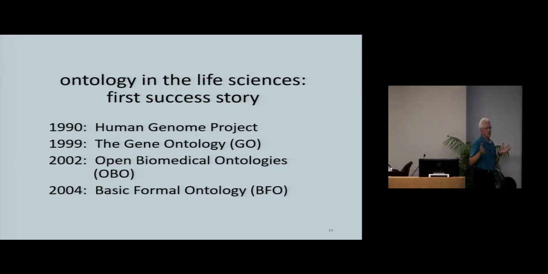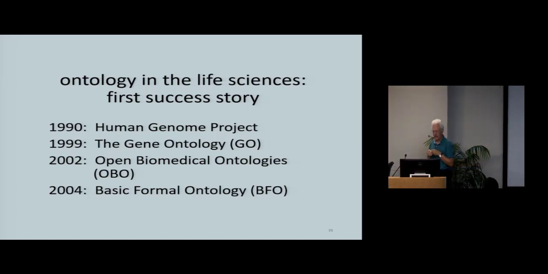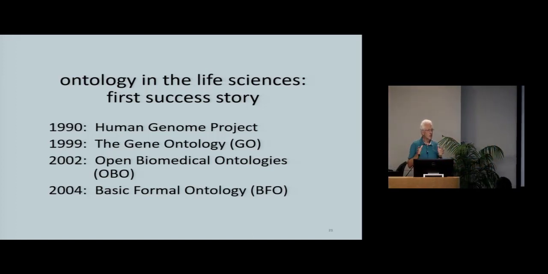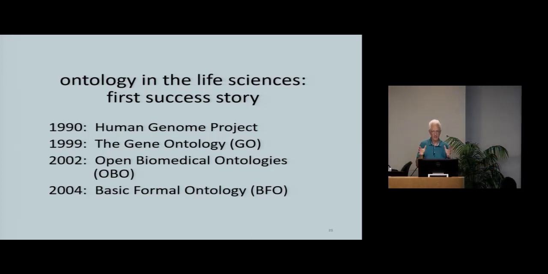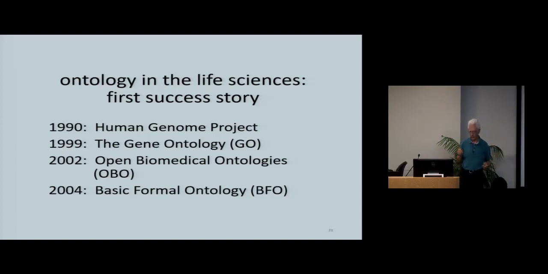Now, once the gene ontology was created, it was realized that it was only partially sufficient because the gene ontology doesn't contain disease terms. It doesn't contain anatomy terms. It doesn't contain environment terms. And so a series of other ontologies were created, which formed a suite of ontologies called OBO.